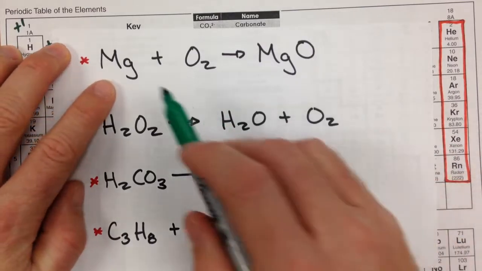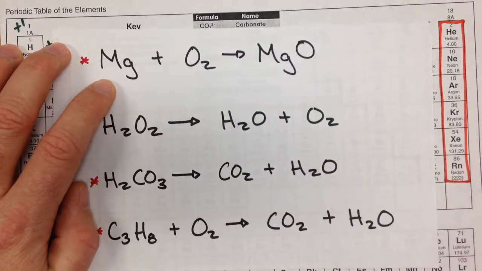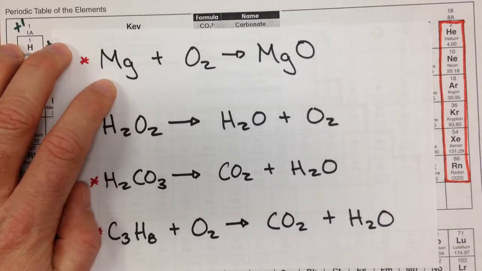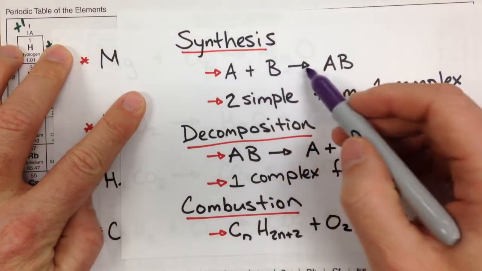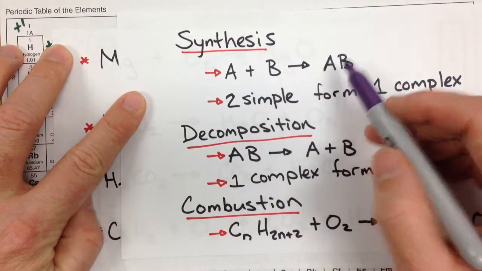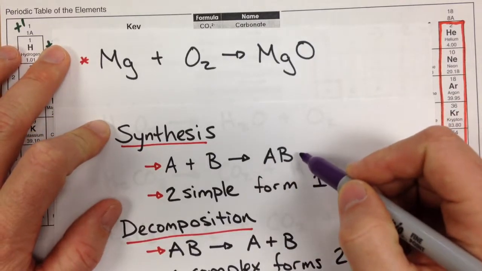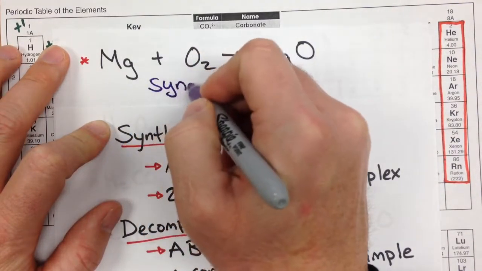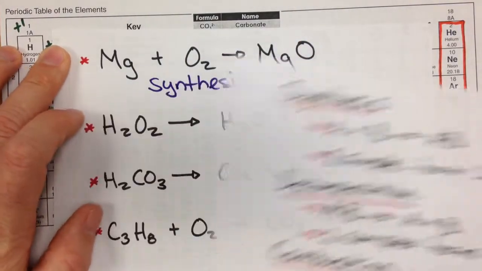Okay? Well, the first type of reaction is magnesium plus oxygen forming magnesium oxide. Okay? What type of reaction do we think this is going to be? Well, if we can recall from our little cheat sheet here, all right, synthesis reactions, A plus B yields AB. So you have 2 simple things forming a complex thing. And if we compare this general form to this reaction, this is definitely a synthesis reaction.